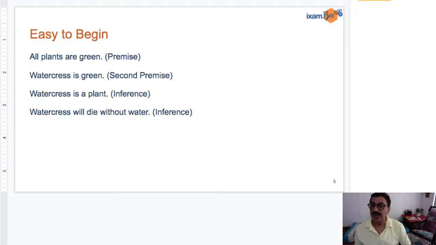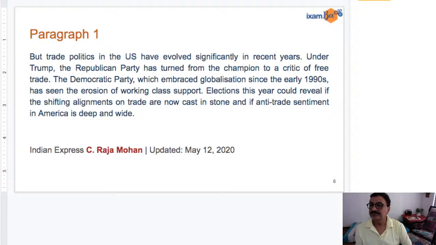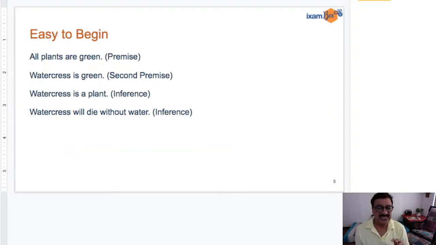So here we go by water. All plants are green. Watercress is green. Having said that, now my inference is watercress is a plant. And this is the correct statement. Watercress will die without water? No, it doesn't say that anywhere. Okay, so this is the easy way to give you an idea of deductive logic.